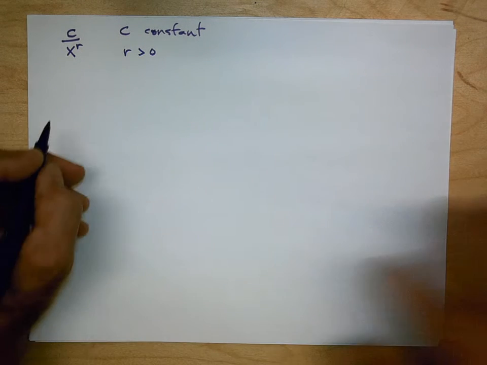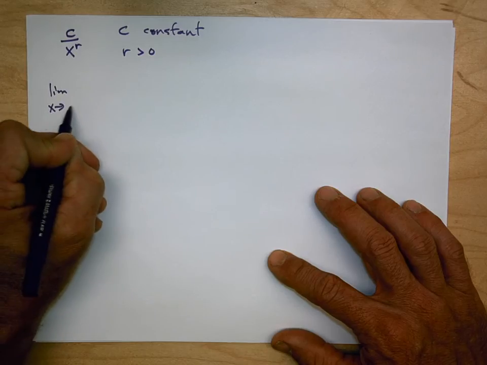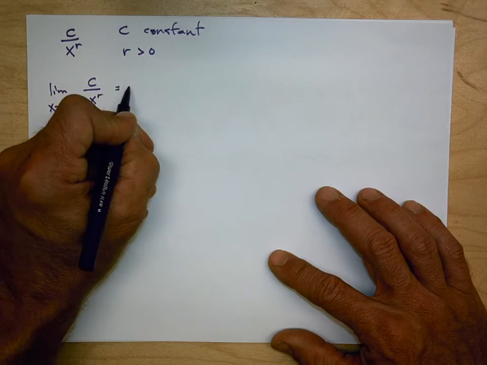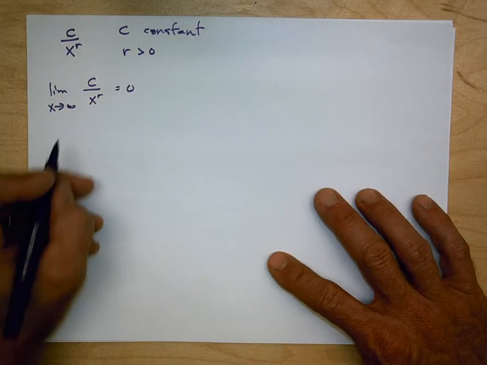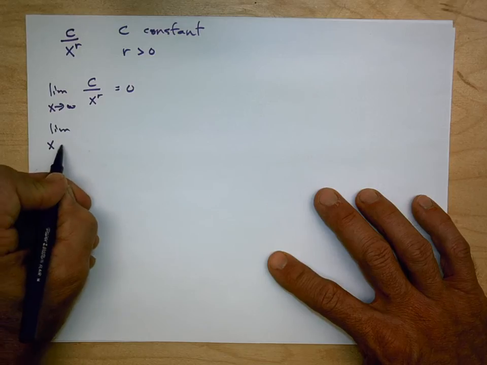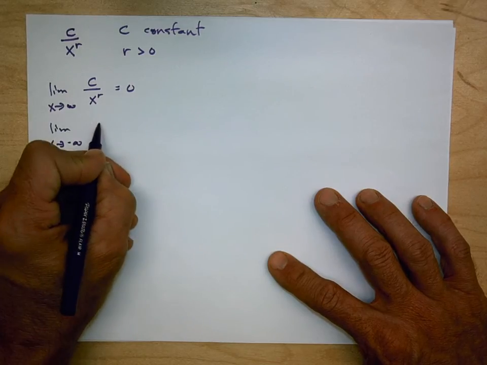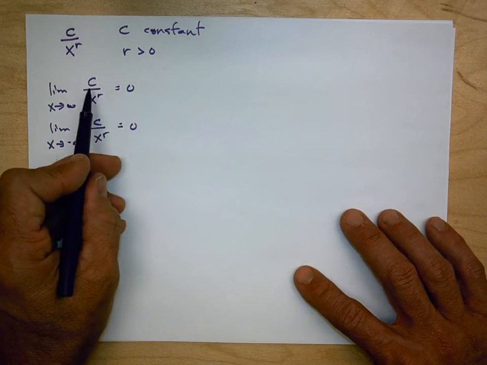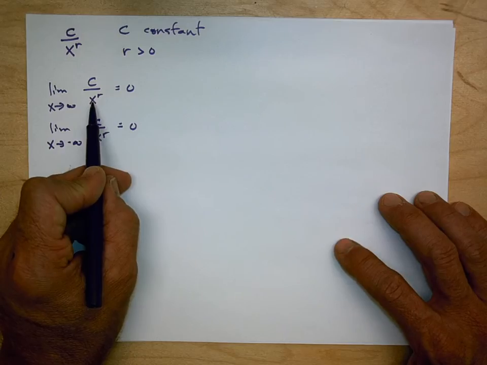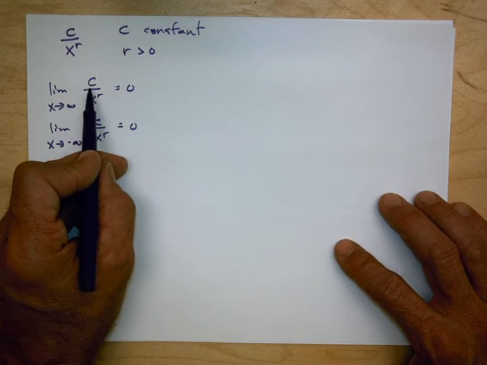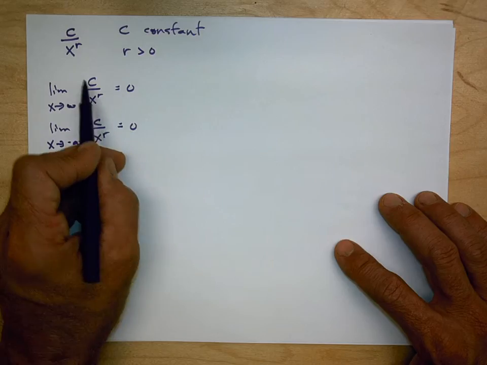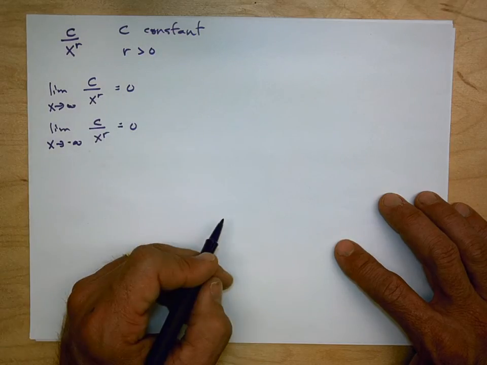So anything of this form, if we take the limit as x goes to infinity of c over x to the r, we're going to get 0. And likewise if we go to negative infinity. It doesn't matter what c is, because even if it were 100 or 1,000 or 1,000,000, the point is it's constant. It's not moving. If it's 1,000,000, it's going to stay 1,000,000. I can just keep picking larger and larger values of x, and that will make this get closer and closer to 0.